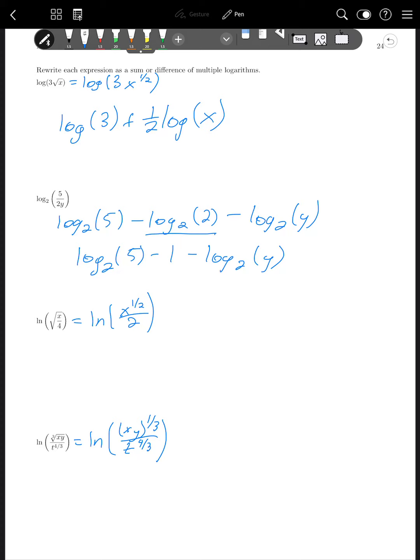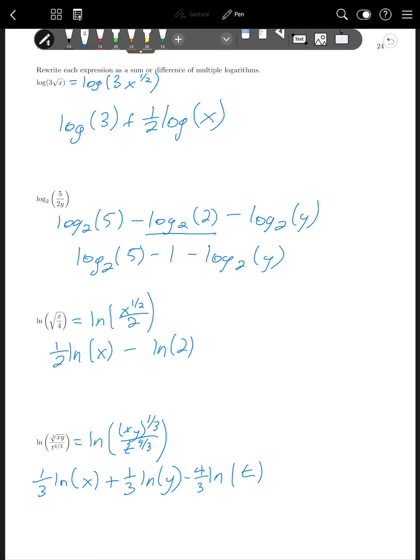Okay, the next one is the natural log of x and the natural log of 2. x is in the numerator and has an exponent of 1/2, so we put a positive 1/2 out in front. 2 is in the denominator, so we do minus the natural log of 2. And then for the last one, we have the natural log of x, the natural log of y, and the natural log of t. x is in the numerator to the 1/3 power, so 1/3 natural log of x, plus 1/3 natural log of y, minus 4/3 natural log of t. Okay, and so that's the idea of how to expand out logarithms.